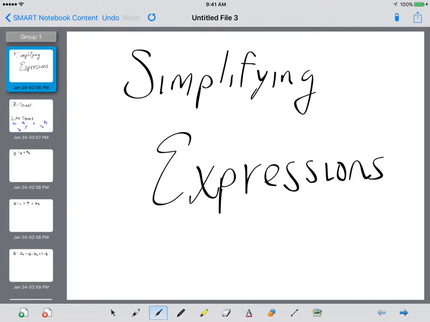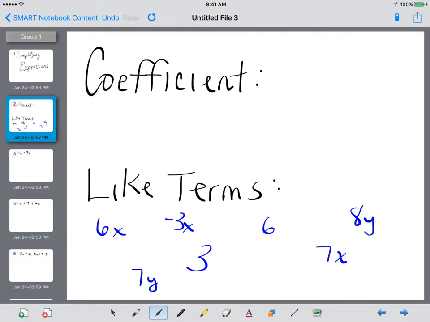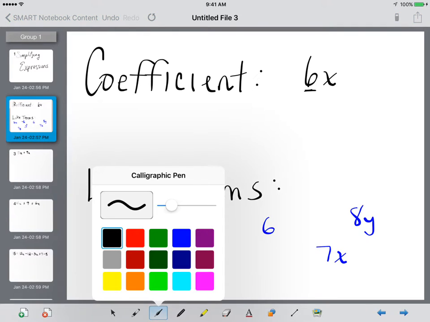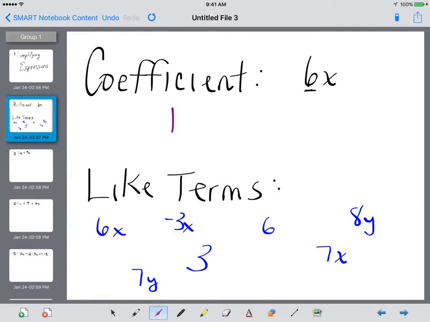Welcome to this quick lesson on simplifying expressions. Some key terms involved with simplifying expressions are coefficient and like terms. Now, a coefficient is the number that might go with a variable. So, for example, 6x, the coefficient is 6. If I had the expression 12y, the coefficient is 12.